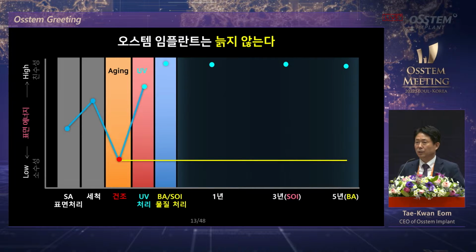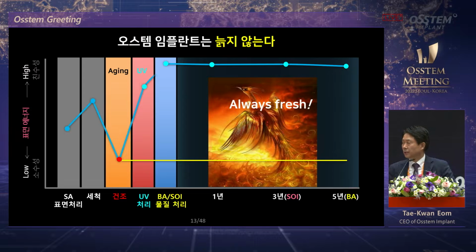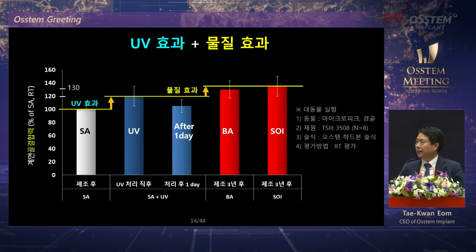So if UV treatment is done, the surface energy would go up quite a lot, but it goes away in a year. So with the BA and soy, we could achieve unexpected effect, which is a material effect. Based on large animals, it goes up to 10%, so 30% of increase is achieved. So aging doesn't occur for 5 years. So always fresh is our slogan. Soy, 3 years. MPA, 5 years. And soy will turn into 5 years.